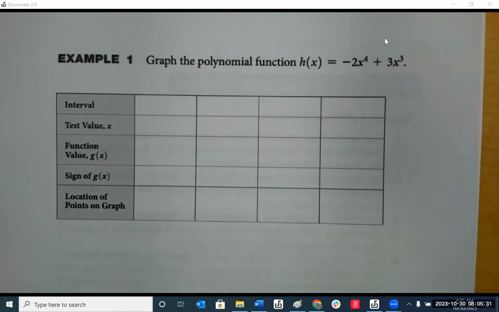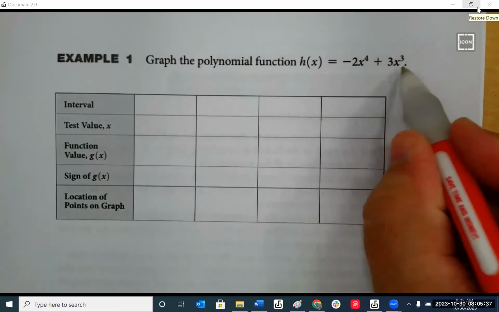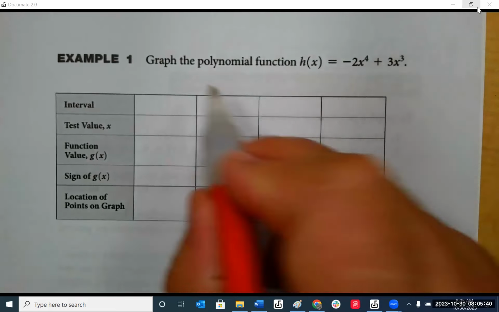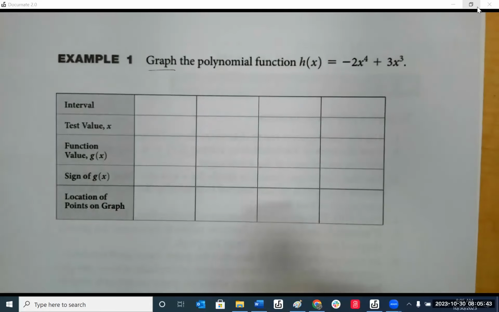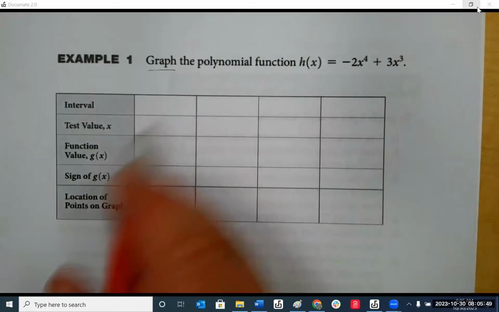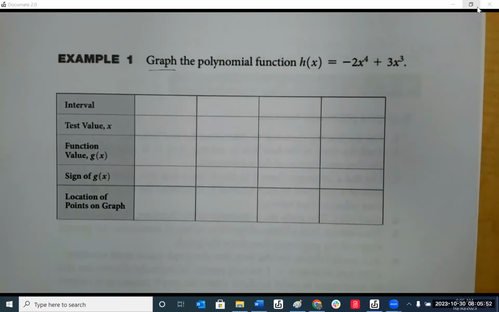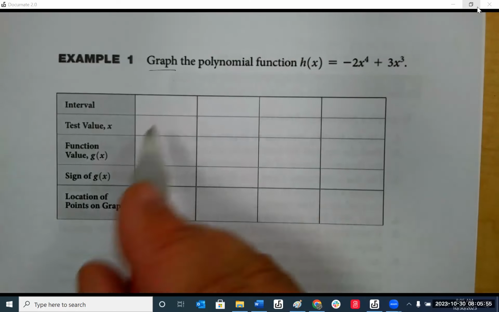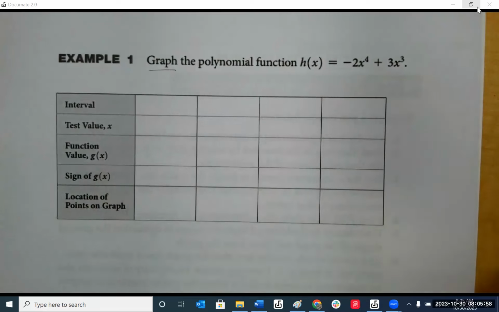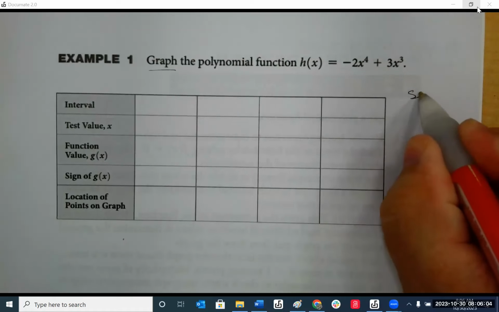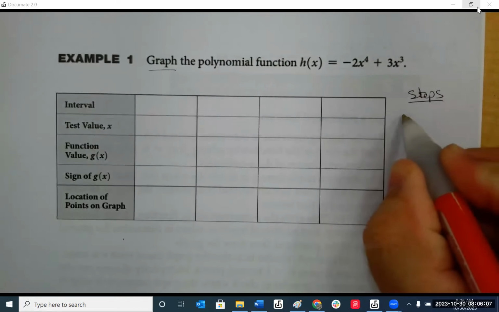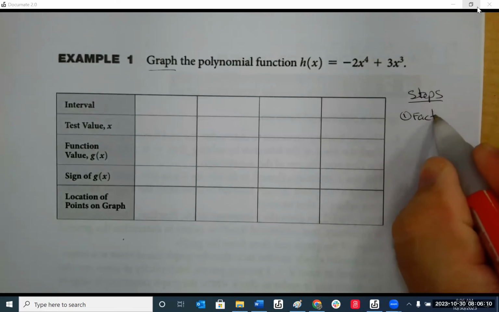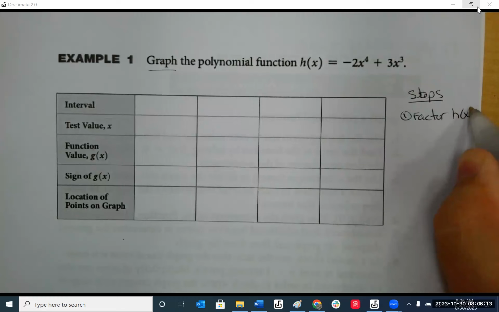Graph the polynomial function -2x to the fourth plus 3x cubed. When you're asked to graph it, I attached this stuff here. But if you remember from section 1, we really don't need this, because when we sketch the graph, I'll show you why it's a lot easier using my way. But you still have to know how to use this. So the first thing you have to do are steps. Factor out the function.